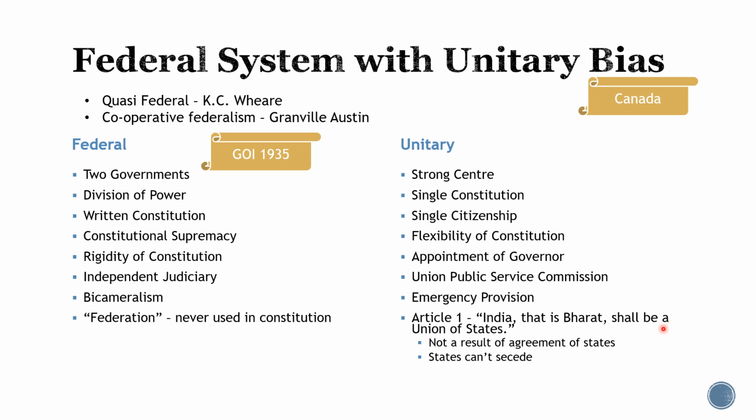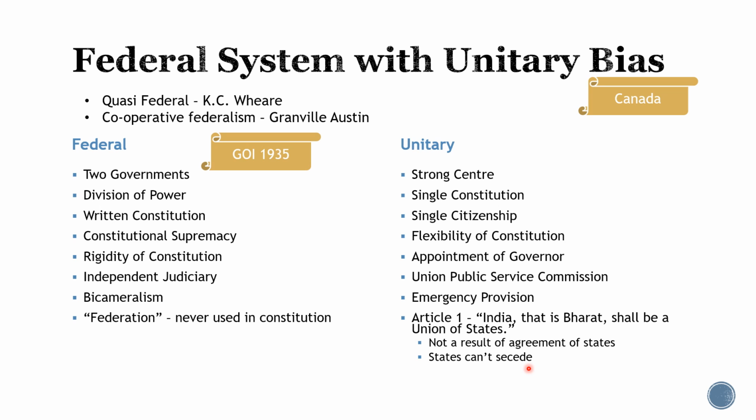It's a very important thing, and you can also quote it in a mains answer when something like this comes up, that India is a union of states. It is exactly given in the constitution, and what it means is that it is not a result of agreement of states. Basically, unlike the US constitution, where all these different states agreed to come together and form one country, that is not the case in India. It also means that the states do not have the right to secede from India. That means they cannot form their own country. They have to be a part of India.